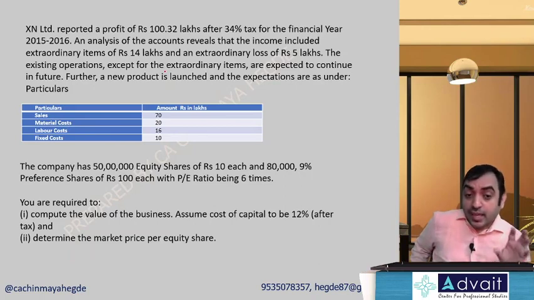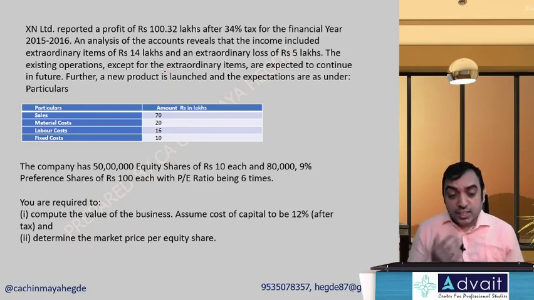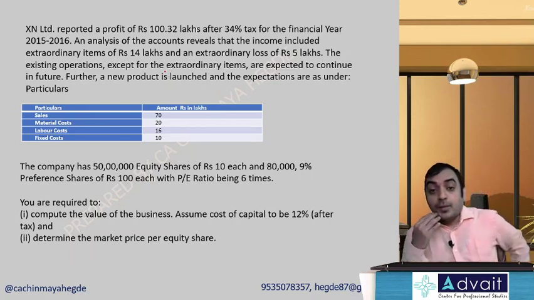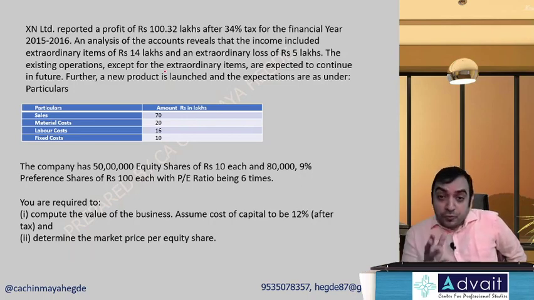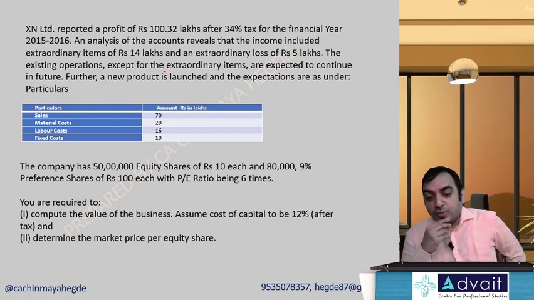So this is a new product. Existing income has given you profit after tax, and there is a new business which is giving you sales, material cost, labor cost, fixed cost. The company has 50 lakh equity shares of 10 each and 80,000 9% preference shares of 100 each, with P/E ratio being 6 times. You are required to compute the value of business, assume cost of capital to be 12% after tax, and determine the market price per equity share.